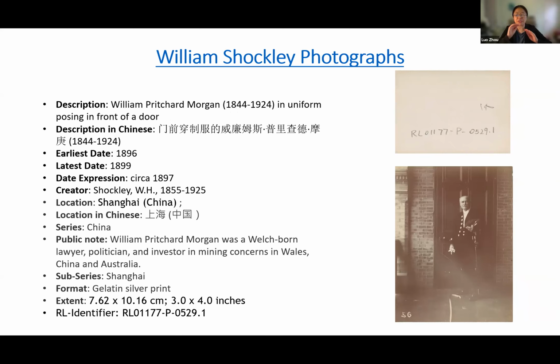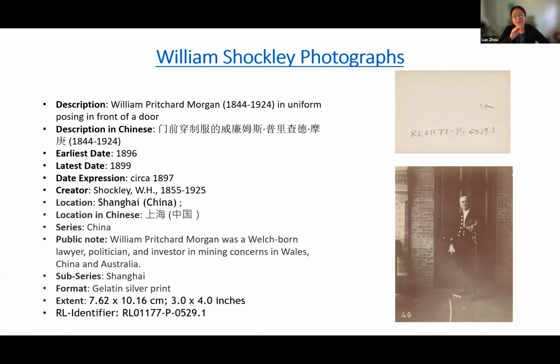So we wrote the information in the metadata, but this time we cannot call it title, we call it description, because this is what we found out. It's not what the photographer gave to the photographs, and the translation, of course.